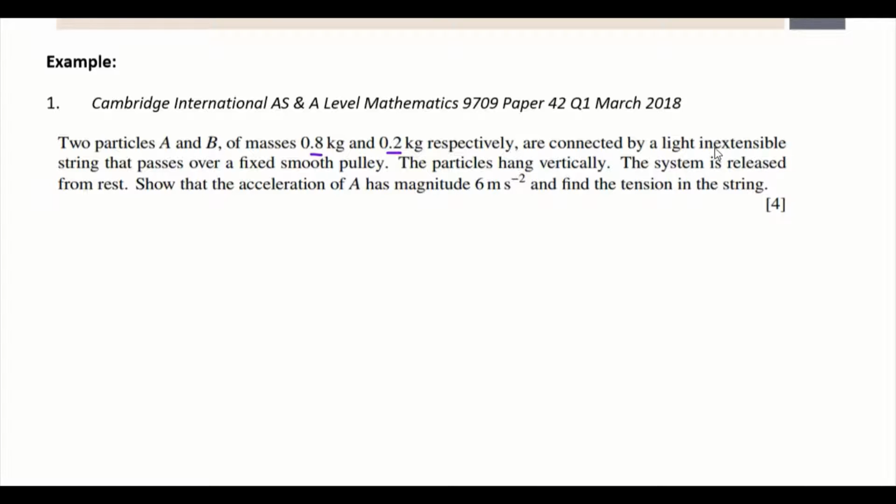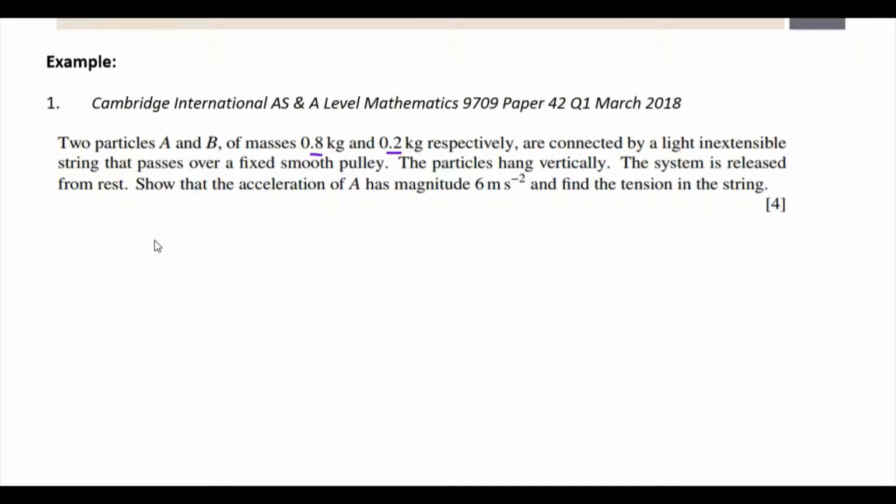So you can see the keywords here, right? They are passing over a fixed smooth pulley, which means there's no friction involved and the tension over the string is actually the same. The particles hang vertically, all right?